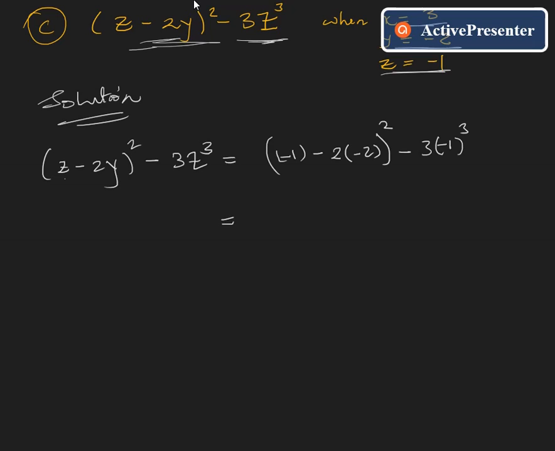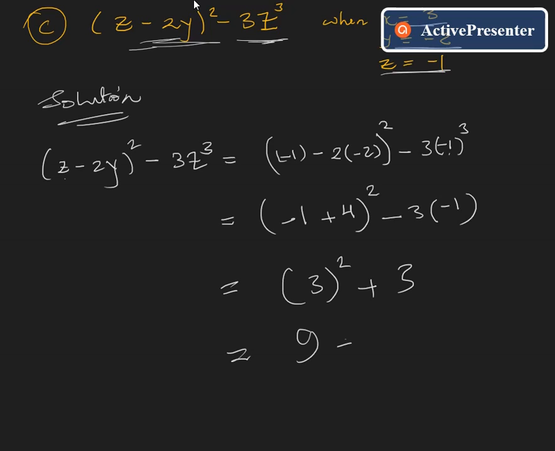So this is equal to, finishing what is inside the parentheses, minus 1 minus 2 multiplied by minus 2, this is plus 4, all squared, minus 3 multiplied by minus 1 cubed, which is minus 1. So this is equal to 3 squared minus 3 multiplied by minus 1, which is plus 3. So 3 squared is 9, plus 3, which is 12, and we are done.